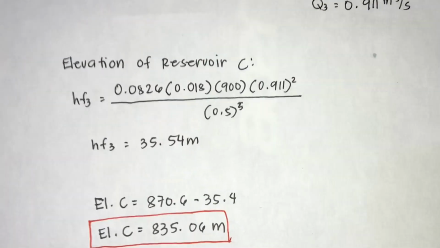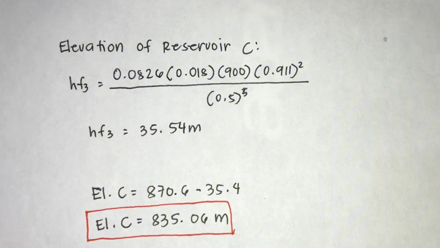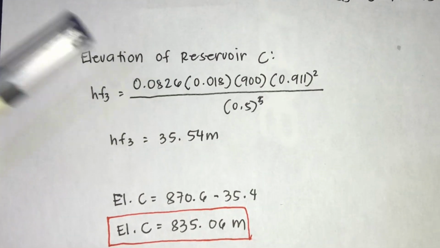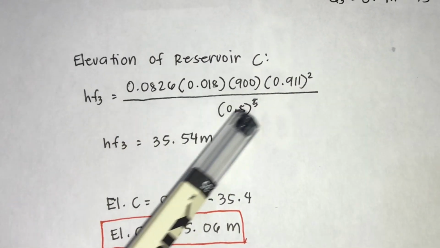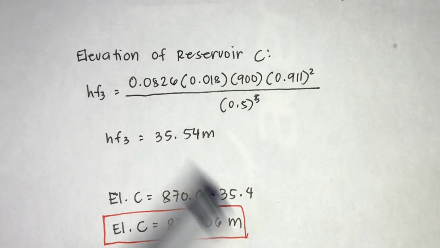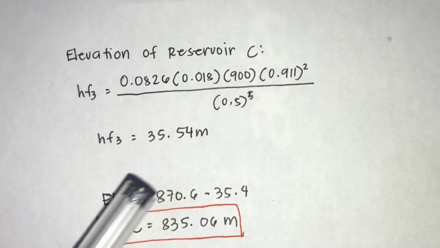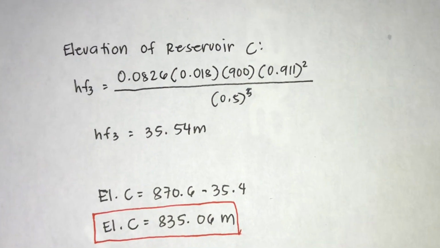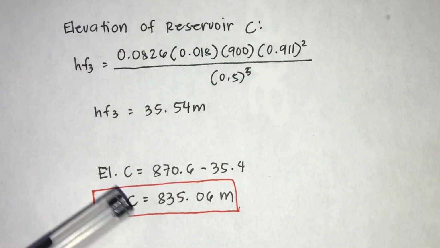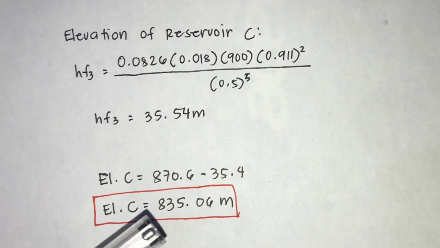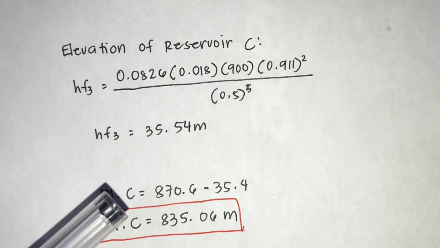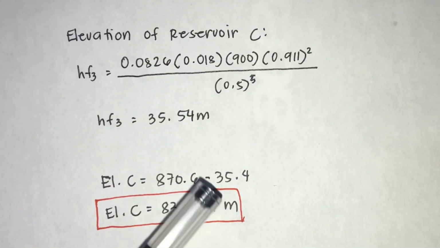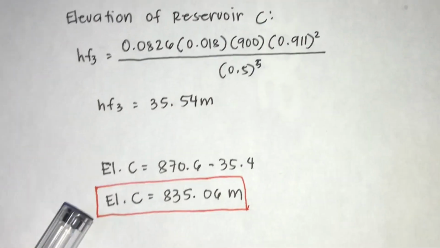So now, to get the elevation of reservoir C, using the same formula, the Darcy-Weisbach formula, HF is equal to 0.0826 times the coefficient 0.018 times the length of pipe 3, which is 900, times the discharge of pipe 3, which is 0.911 squared, all over the diameter 0.5 raised to 5. So HF3 is equal to 35.54 meters. Since elevation C is equal to 870.6, which is given, minus HF3, which is 35.54 meters, elevation C is equal to 835.06 meters.